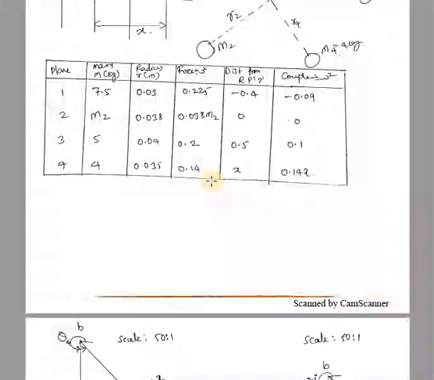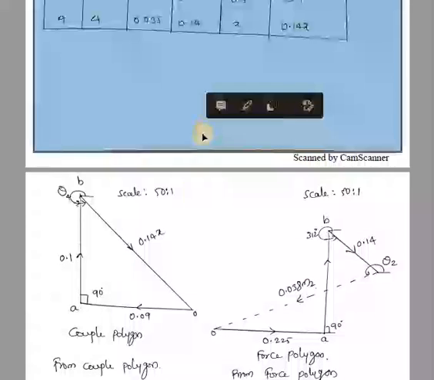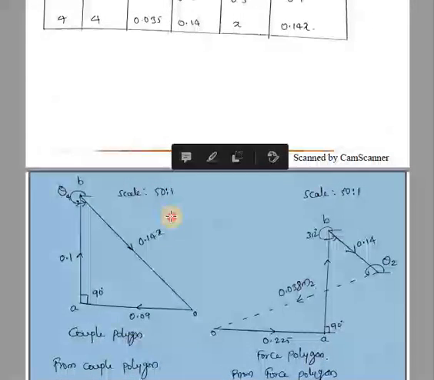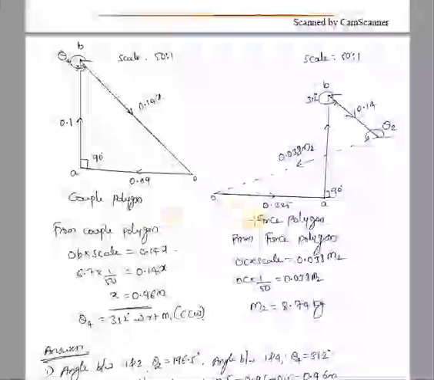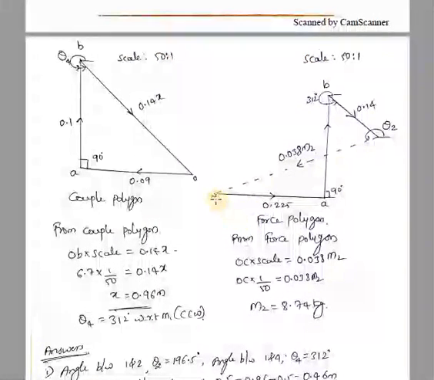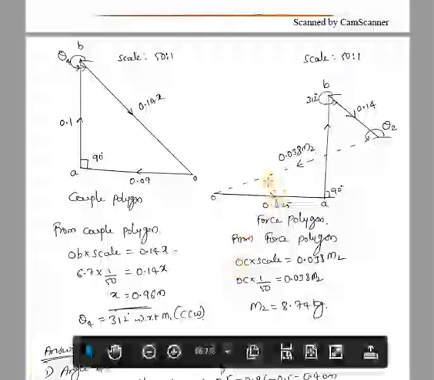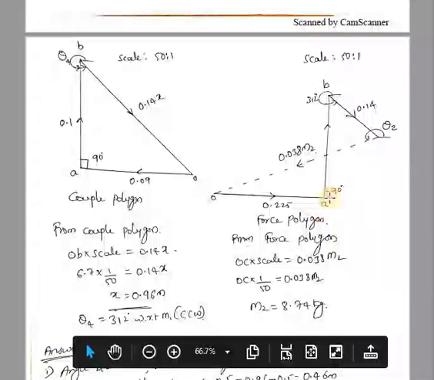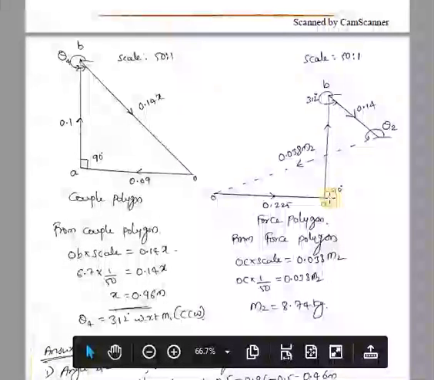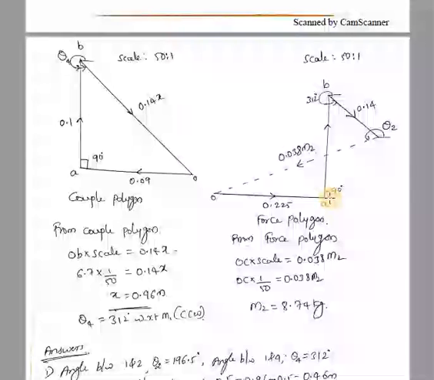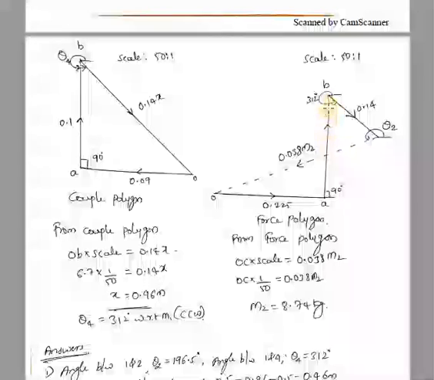Then you need to construct the force polygon. To construct the force polygon, you know the angle between 1 and 3, and you know the angle between 1 and 4. This angle you have got from the couple polygon. Then start with the first origin, O to A. Length should be 0.225, taking the proper scaling factor, and the angle should be 0. Then the second one, M2, is unknown, so skip that. For M3, you know the angle between 1 and 3, which is 90 degrees. Draw that line.